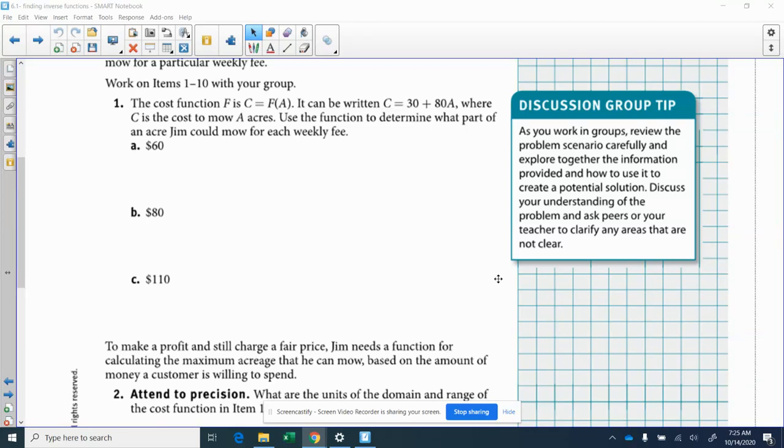Today we're going to be starting talking about inverse functions. This is our last section before Unit 1 is officially completed. So we're going to get right into it, just talk about the math and what an inverse function really represents, okay?